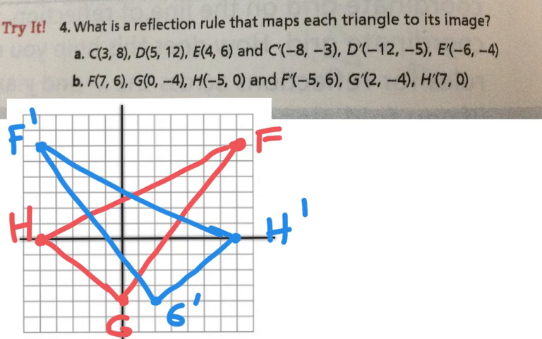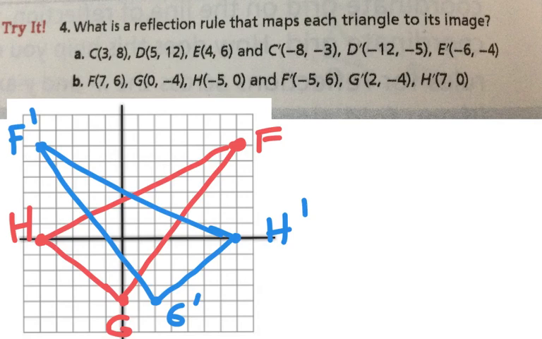So what do I notice about the original and its reflection? It looks like it flipped over the y-axis. I agree, but it's making me wonder, because G is on the y-axis, and if it flipped over the y-axis, G should be in the same place. I like that thinking.